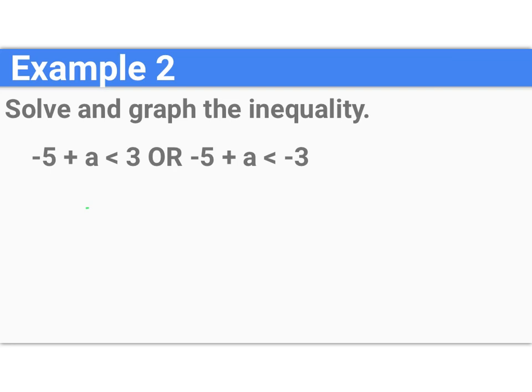Okay, so this one here is separated for us. So we're going to solve. We're going to add 5 to both sides. So a is less than 8, or add 5 to both sides. A is less than 2.